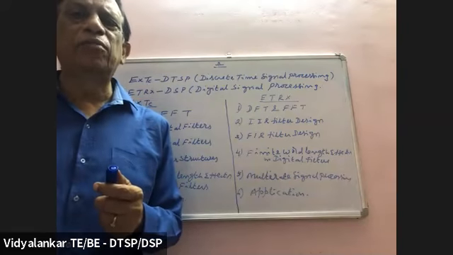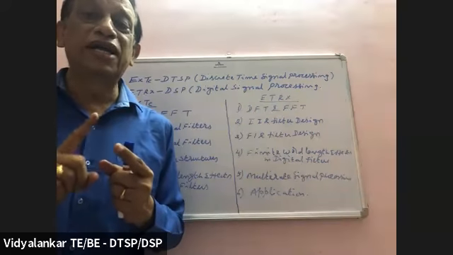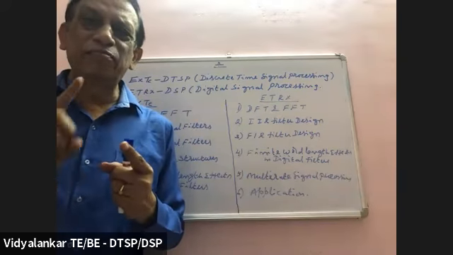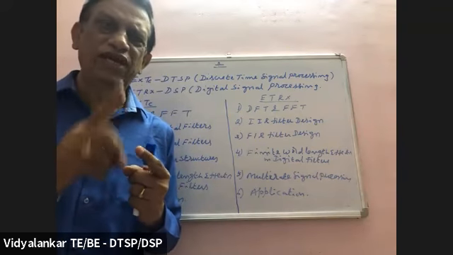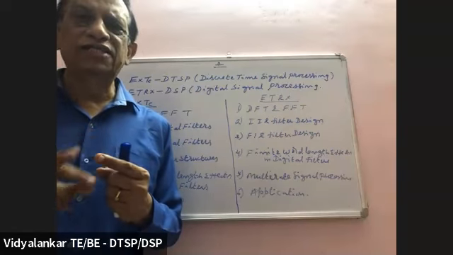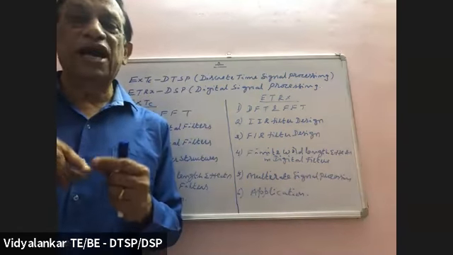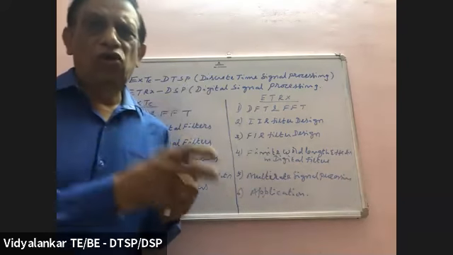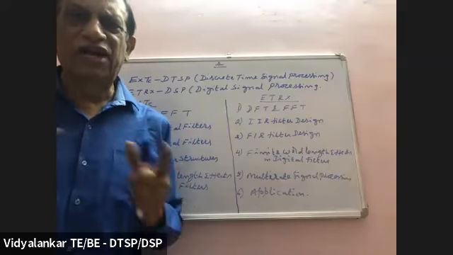This can be done by two methods. One method is IIM. IIM is not Indian Institute of Management. It is the impulse invariant method. IIM means impulse invariant method. The second one is the bilinear transformation method. Using these two methods, how to design a low pass filter, high pass filter, band pass filter, and band rejection filter.